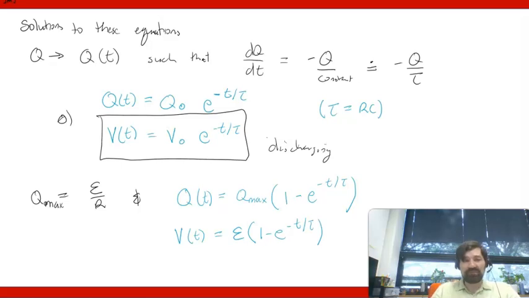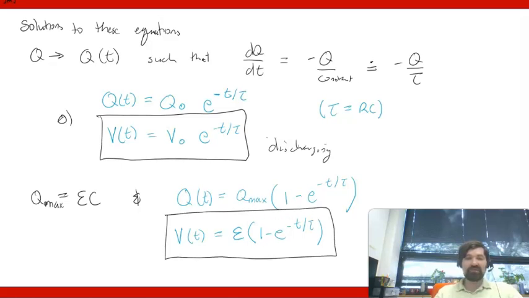I messed up on my notation here though. This should be an epsilon over C. Charge is voltage, or excuse me, voltage is charge over C, and so this charge should actually just be epsilon C for the maximum charge. Alright, so that kind of settles the math of these two.